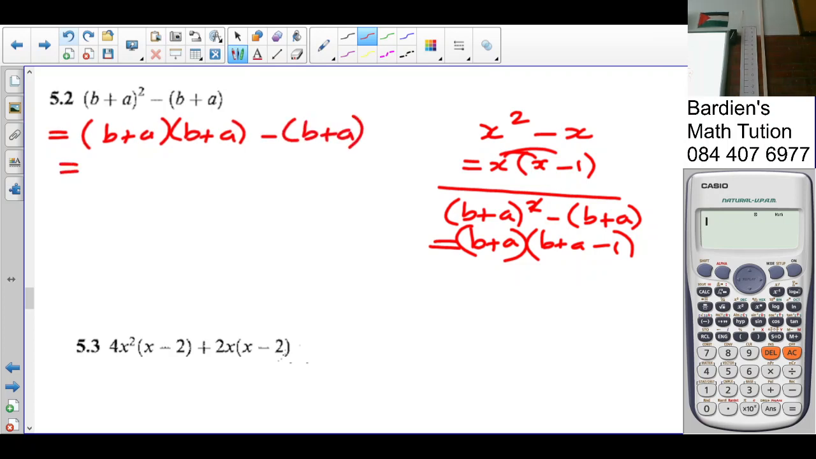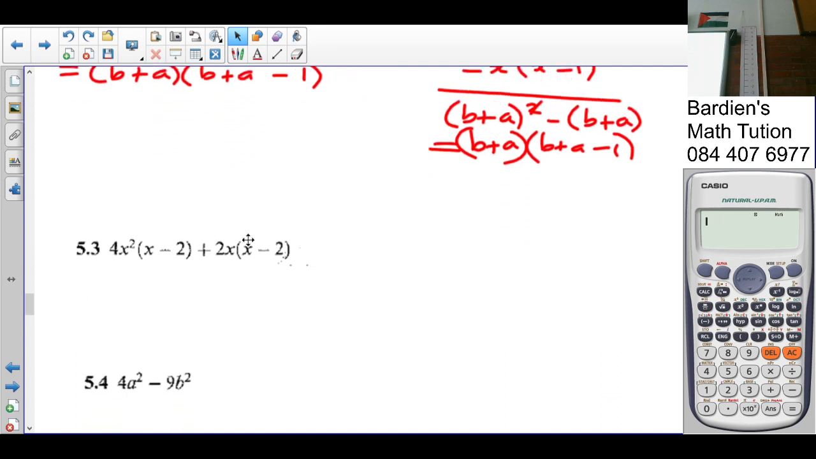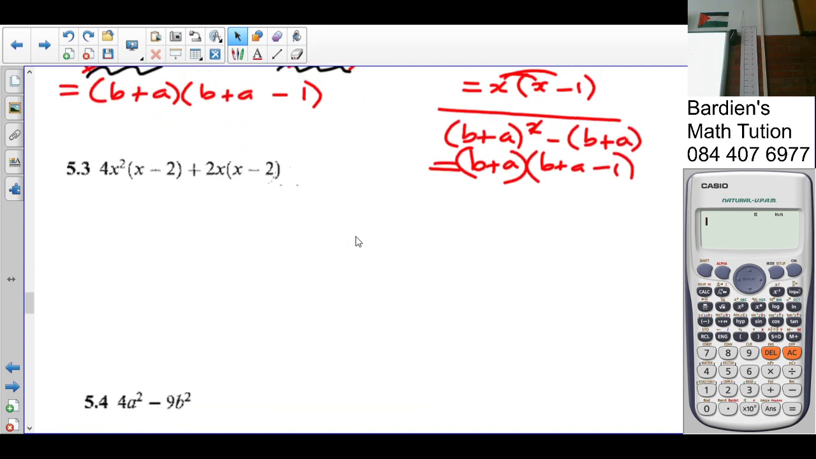What is now common? B plus a. Can you see that, people? So it's b plus a. If I take that out, I'm left with b plus a. If I take that out, I'm left with negative 1. Any confusion there? No. Right, let's look at the next one. All okay, no?